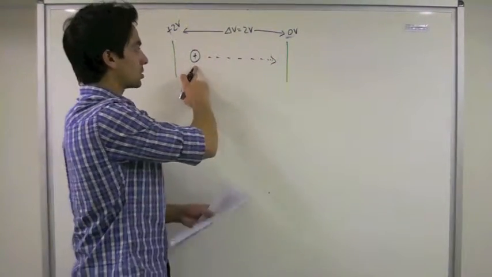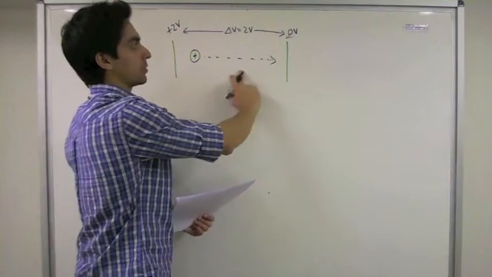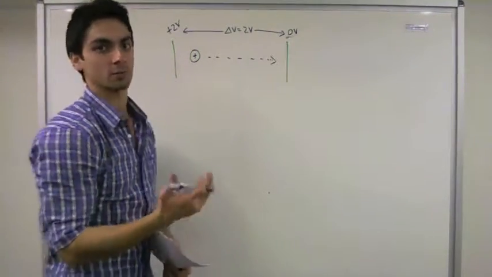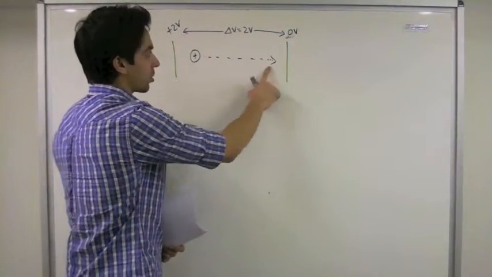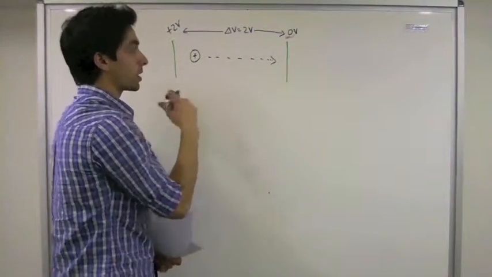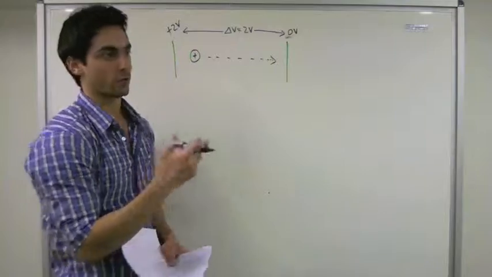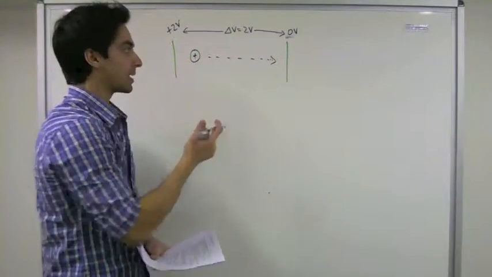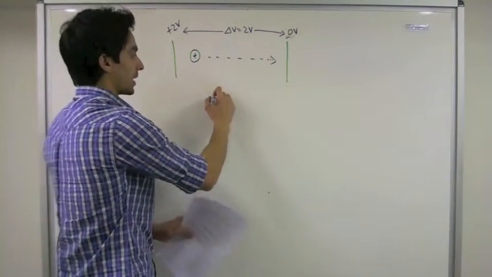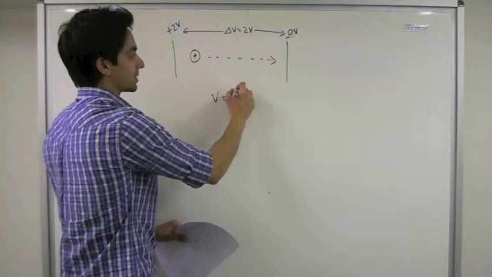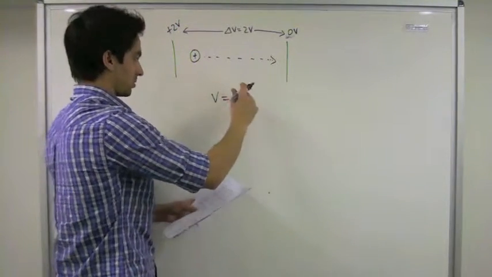This charge is going to lose electrical energy, which will be converted to other forms of energy. Right? So the electrical energy lost from this point to this point is the loss in potential energy of this charge. So how do we calculate that? We know that the potential difference is defined as the energy lost.